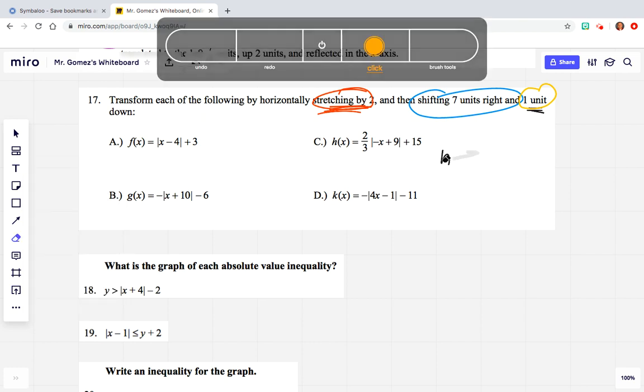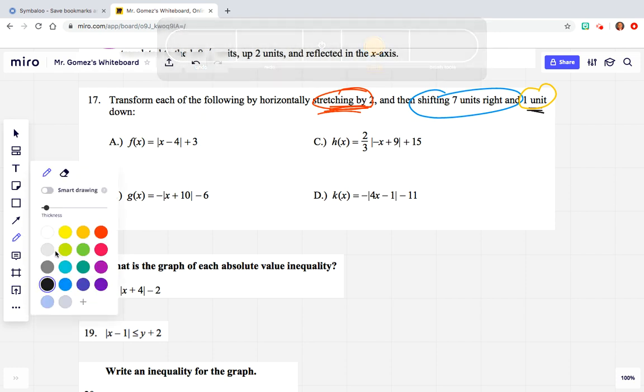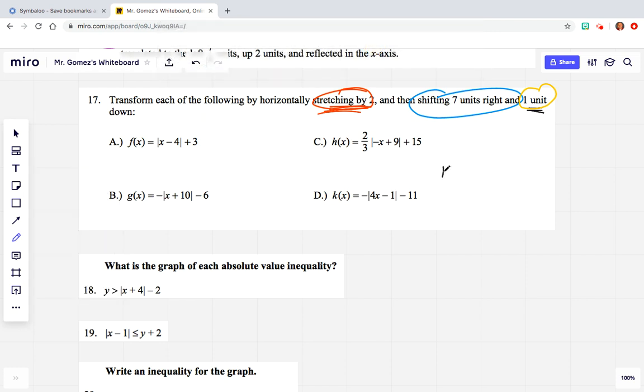Switch to, there we go. All right, so we have k of x is -4. I'm going to leave a space where x is at, and then -11 on the very end. So where x used to be, I'm going to stretch it by 2. So it's going to be 1/2 x. And where now this x used to be, I'm going to shift 7 units to the right. So everything else is going to stay the same as of right now.